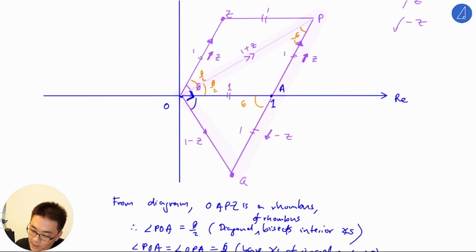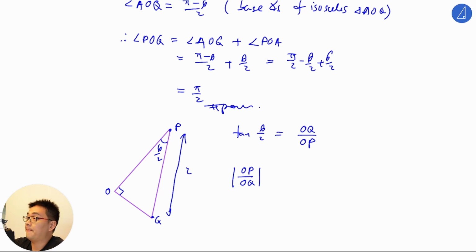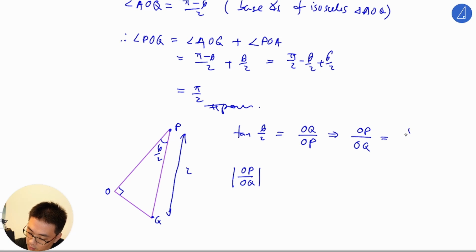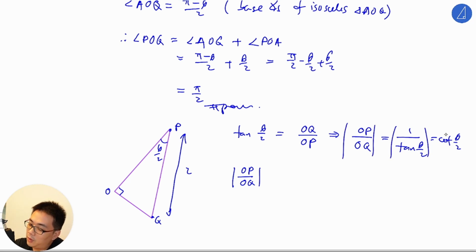So you want mod OP over mod OQ. That is what you want to find, right? I could use tangent. Tangent theta over 2 will just give us OQ over OP. So if you want OP over OQ, that will be 1 over tangent theta over 2 lah. So this will be cot theta over 2. But the problem with the trigo ratio is that it can be negative, right? So that's why you just mod it lah.